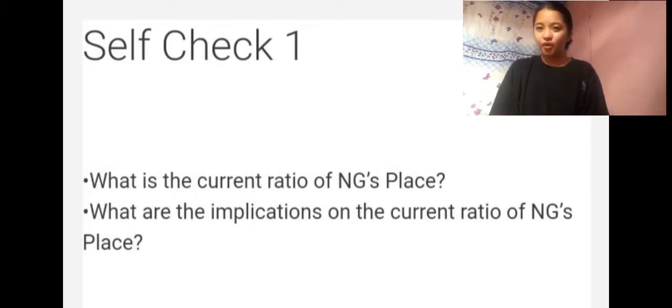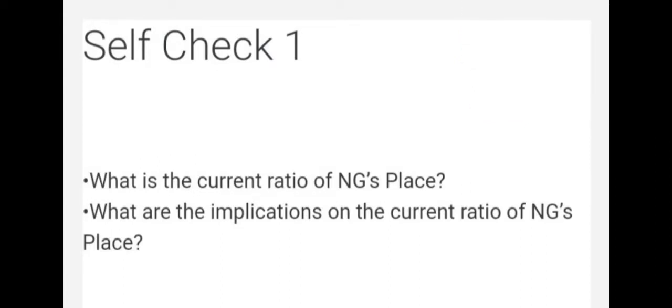Self-check 1. Question number 1. What is the current ratio of NG's Place? Question number 2. What are the implications on the current ratio of NG's Place?